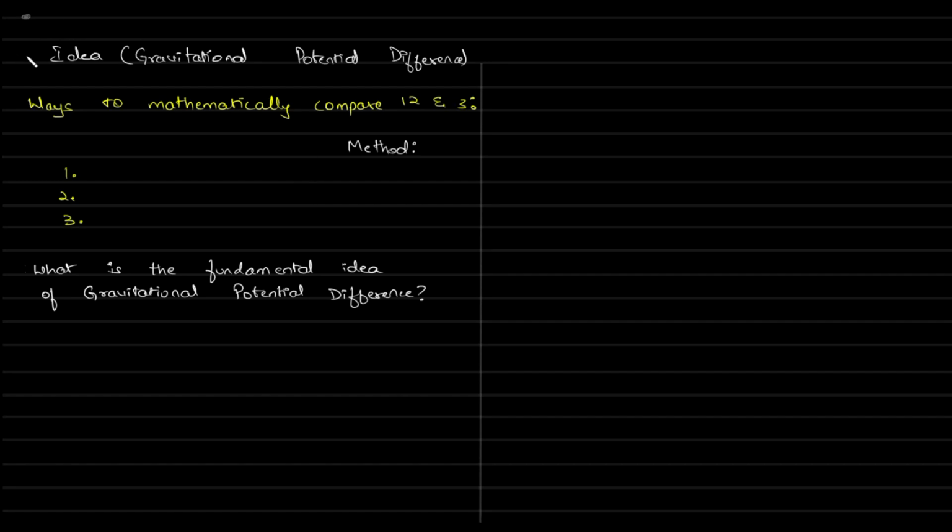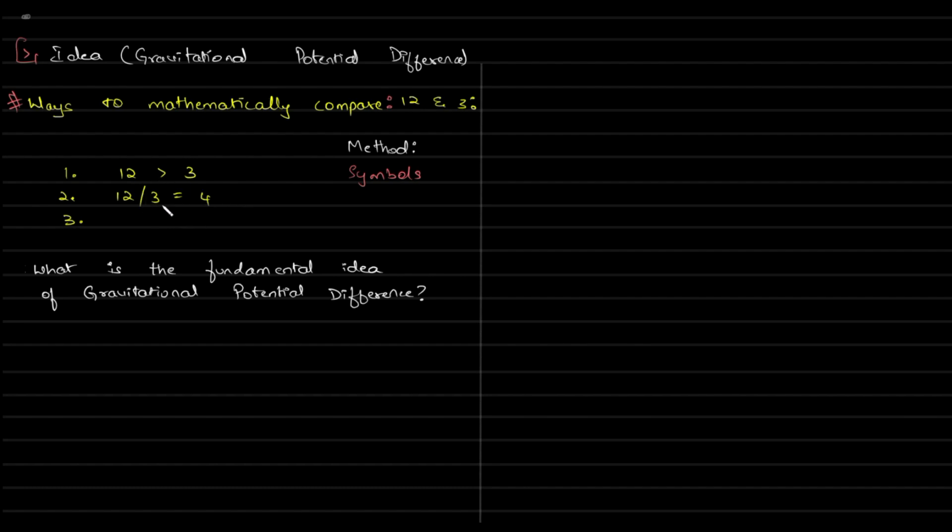The next topic of discussion is gravitational potential difference. To begin with, we'll look into ways to mathematically compare 12 and 3. The first way is with symbols. So we have 12 being greater than 3. Next, we can divide. That is ratio.